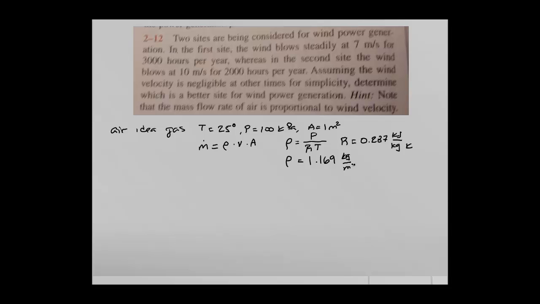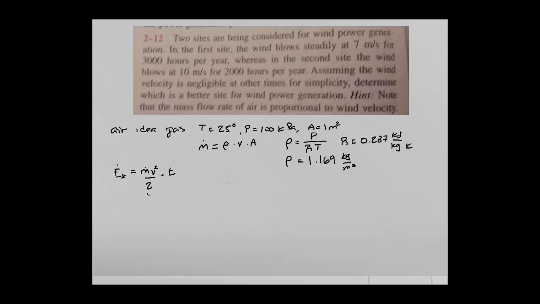kilograms per cubic meter. Now, the energy that we can get out of these turbines is converted from kinetic energy. So this kinetic power can be computed as mass flow rate times V squared over 2, times the time that this is in effect.